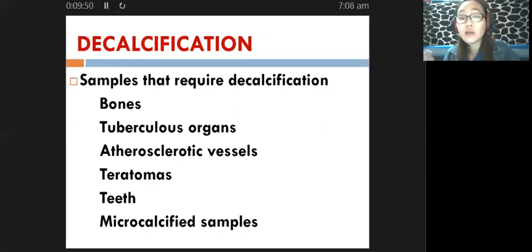Okay, so what are the different steps which will be affected if decalcification is not performed at all, or if decalcification is inadequately performed? Meaning, nag-decalcify ka naman, pero hindi complete yung decalcification. The decalcification process that you performed is incomplete. It is inadequate. So it would also lead to the same consequences of not performing decalcification. The specific step which will be affected would be the sectioning step in your tissue processing.